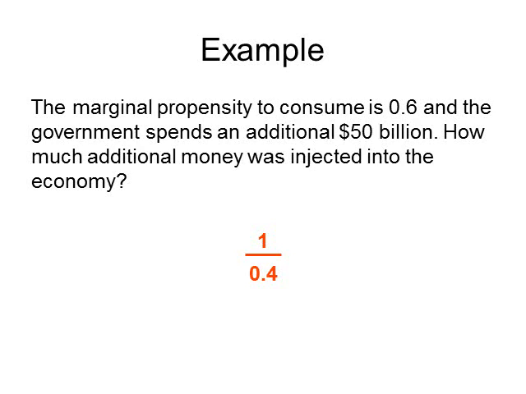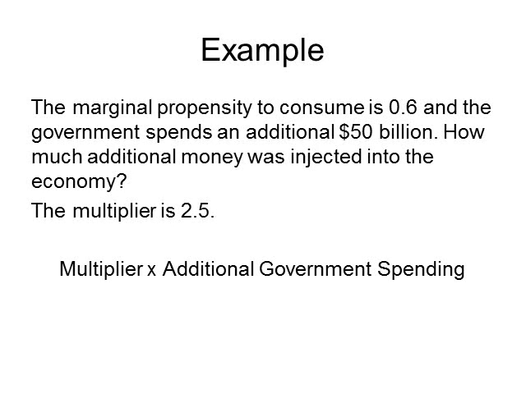Next, we will divide 1 by 0.4. This gives 2.5. So the multiplier is 2.5. Our next step is to write down the formula for the amount of additional money that is injected into the economy. The formula for the amount of additional money that's injected into the economy is the multiplier times additional government spending.